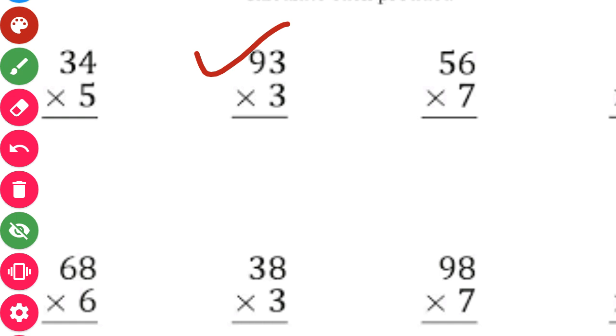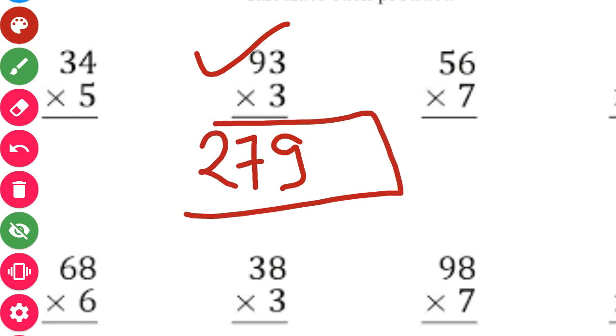Okay, completed? Okay, now at ones place we are having 3 into 3. 3 3s are 9. And at tens place we are having 9 into 3. So count 3's table 9 times. How much we will get? 3 9s are 27. So we have got 279 as our answer. So I hope you all have also got the same answer.